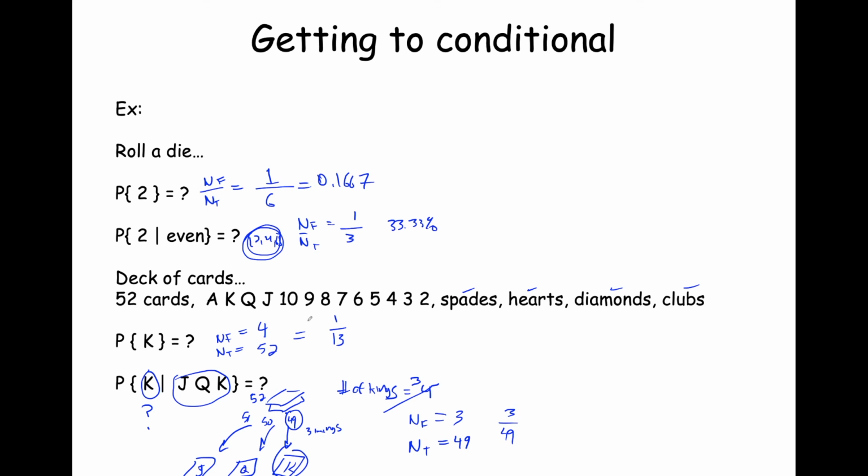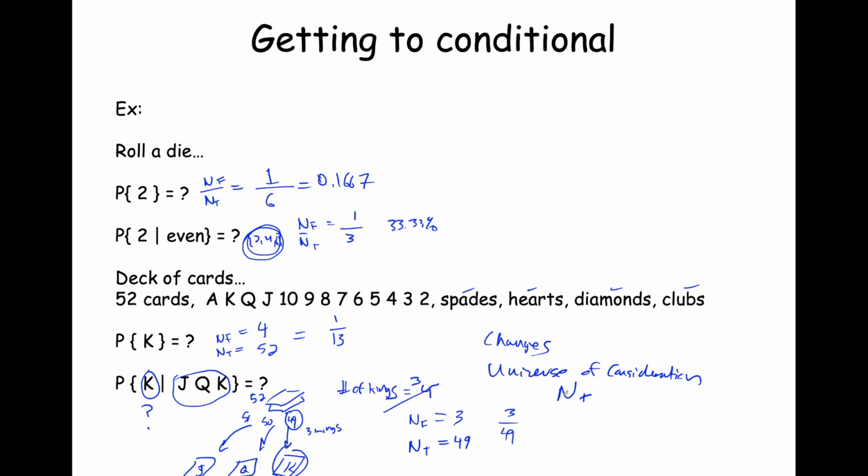Okay. So again, our condition alters or changes the universe of consideration, which is measured as the number of total alternatives that you have.